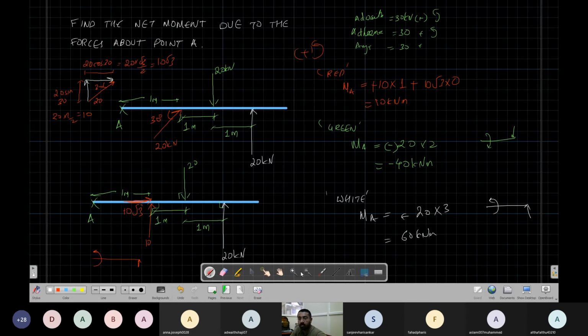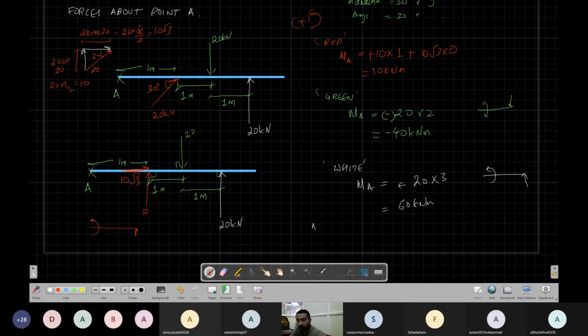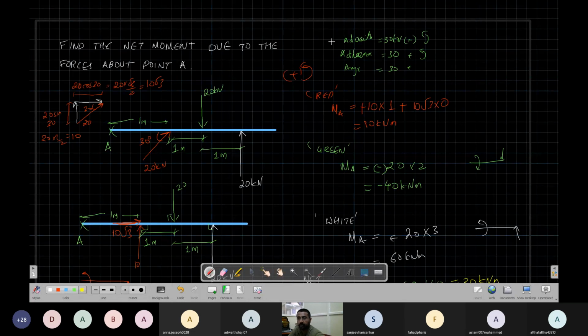So the total, final net moment is my red, which is 10, my green, which is minus 40, and my white, which is plus 60. So this gives me 20 plus 10, 30. Good. 30 kilonewton meter. Right, so this is how you calculate.